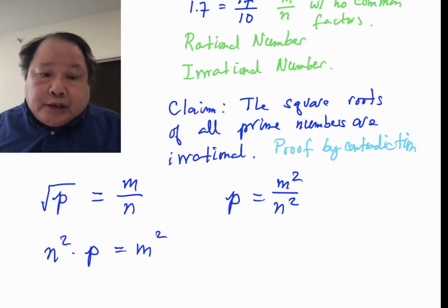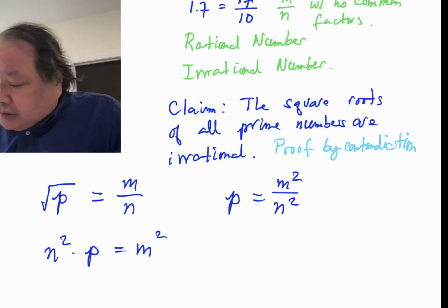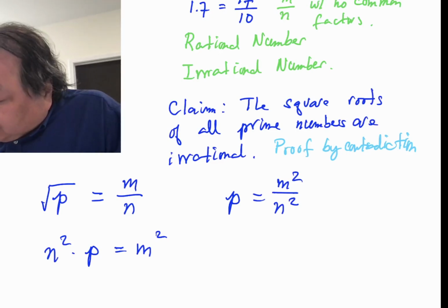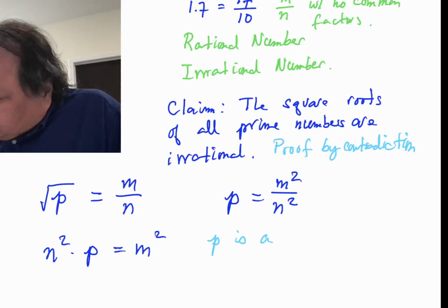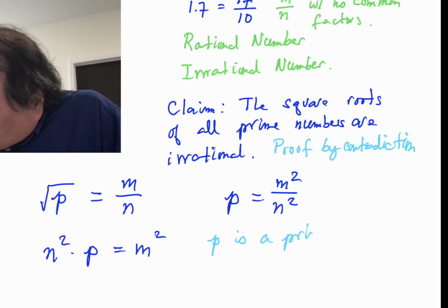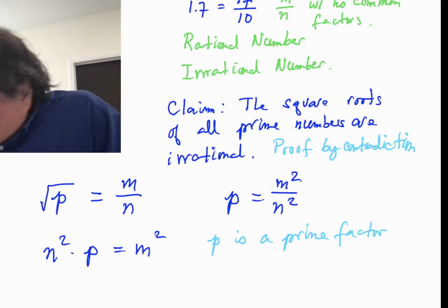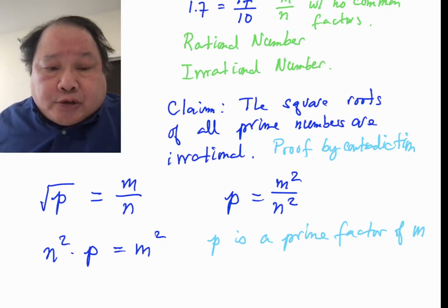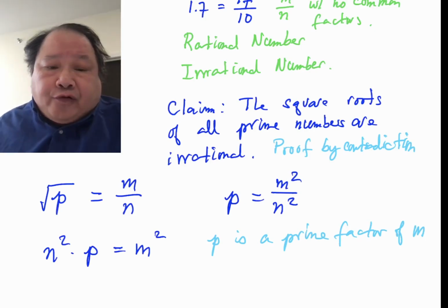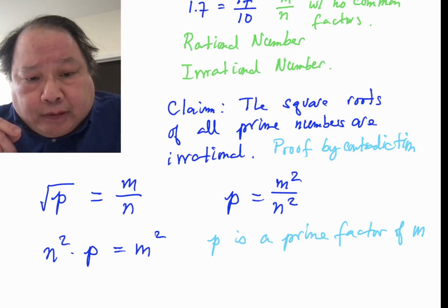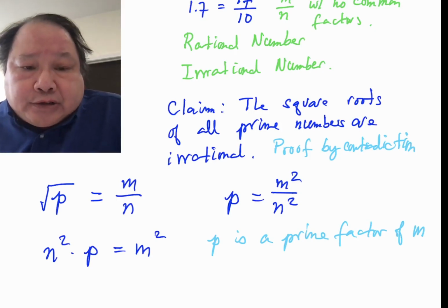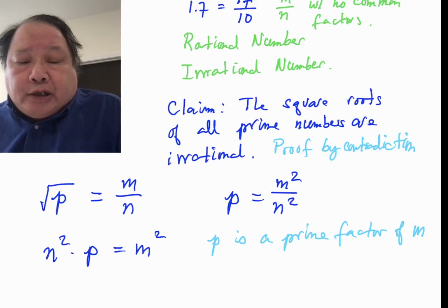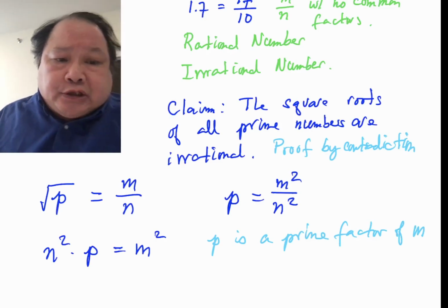So we see p is a prime factor on the left side, and therefore, the only thing on the right side being m, p is a prime factor of m. M appears twice on the right side, therefore, p must appear twice on the right side because each m has p as a prime factor. There are two p's on the right side. There must be two p's on the left side.